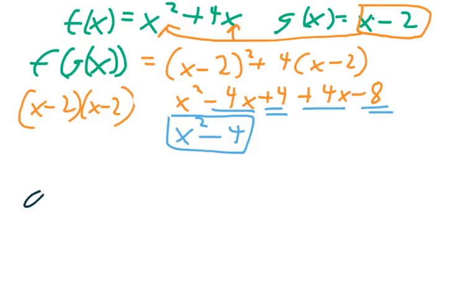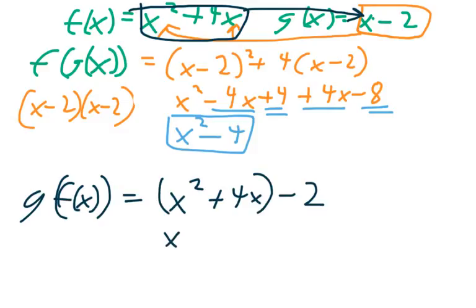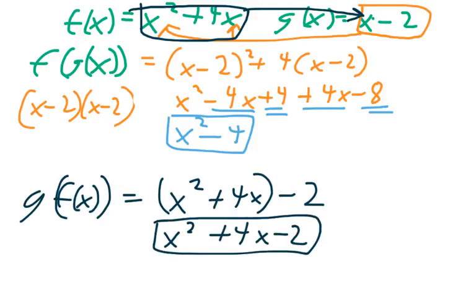When I wanted to do the opposite way in letter F, I'm going to take x squared plus 4x and put it in there for x. So we got x squared plus 4x instead of the x minus 2. Now since nothing can combine, I just got rid of the parentheses, and there's my answer.